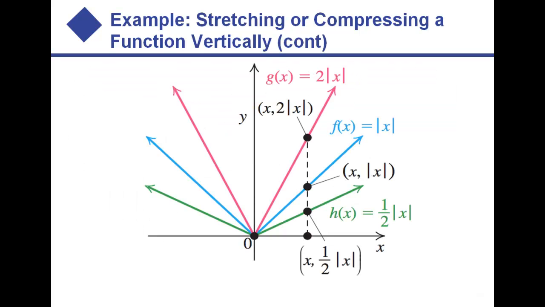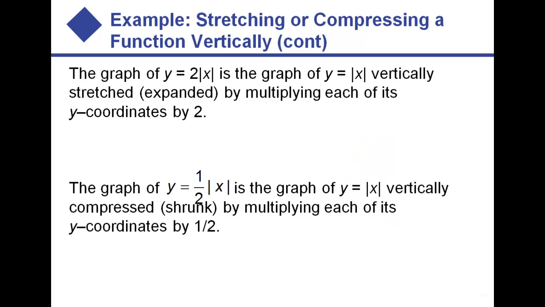Best thing is just look at some pictures. The blue one, that's our general absolute value. The red one is when you multiply by 2, and the green one's when you multiply by 1/2. So you can see how the red one is being stretched, is being pulled up. It's now thinner and taller, and the green one's being squashed, right? It's shorter and wider. And that's what happens. This is just talking about why it works.